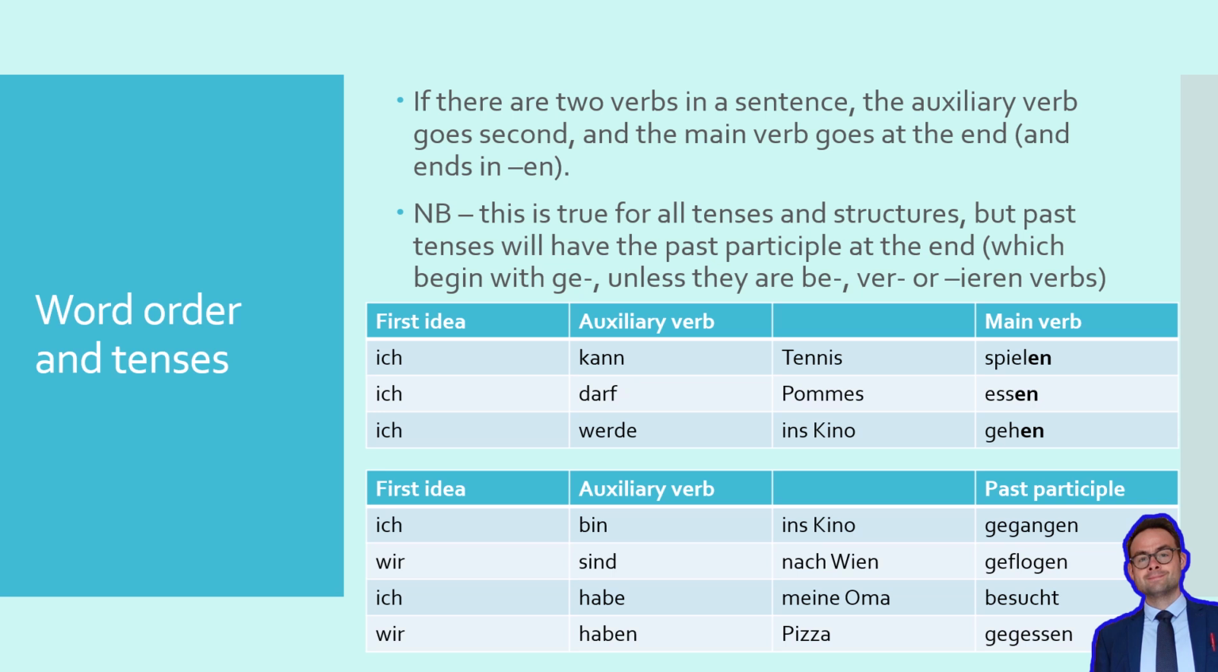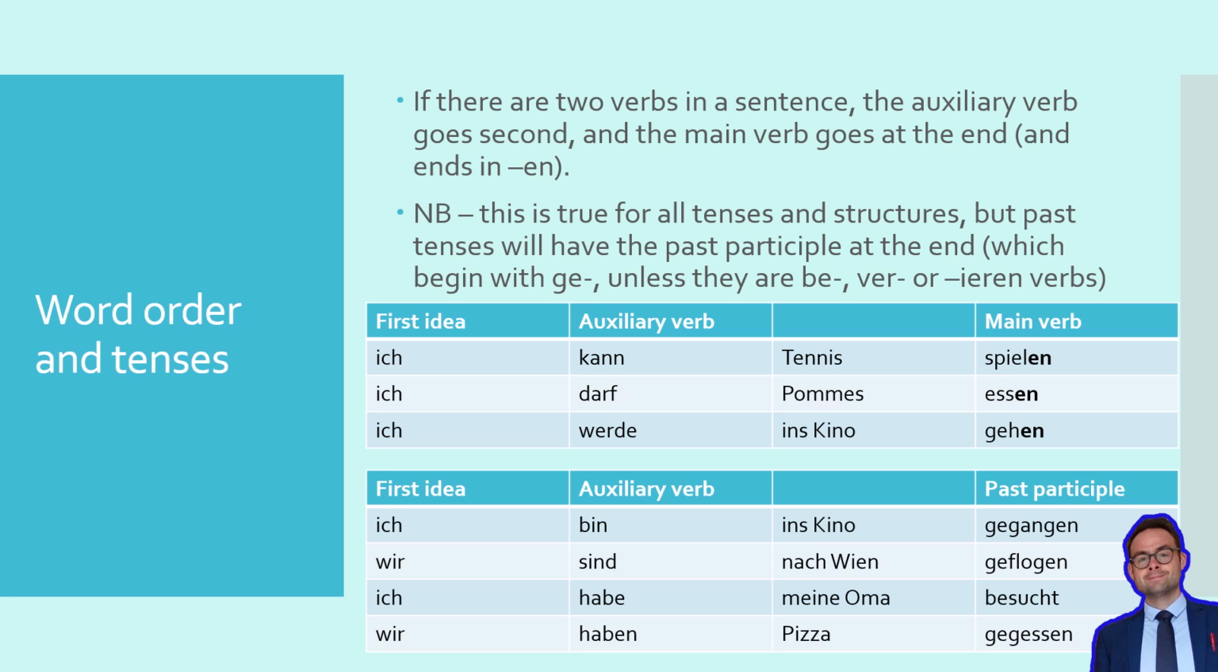That's if a verb starts with BE, like besuchen, to visit, which is besucht in the past. A verb starting with VER, like vergessen, to forget. Ich habe vergessen, so it actually stays the same, but VER is not going to add GE to the front. Or verbs that are ending in ieren, like studieren.